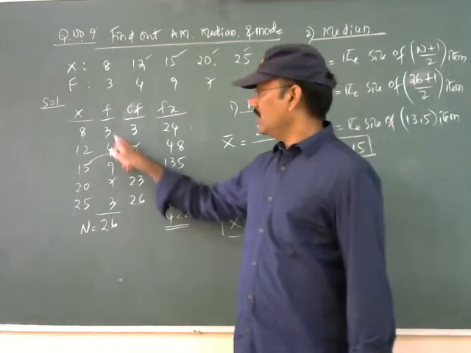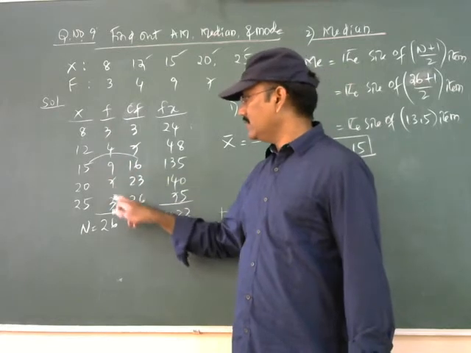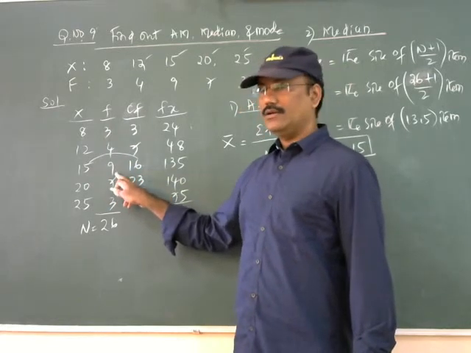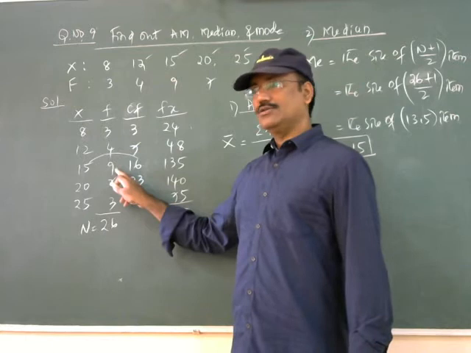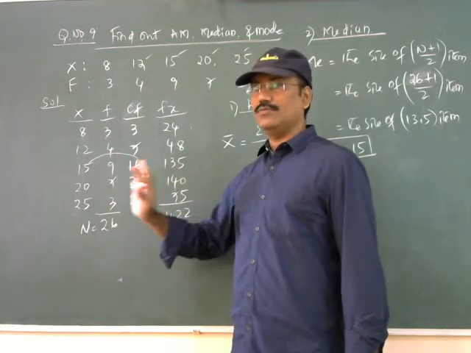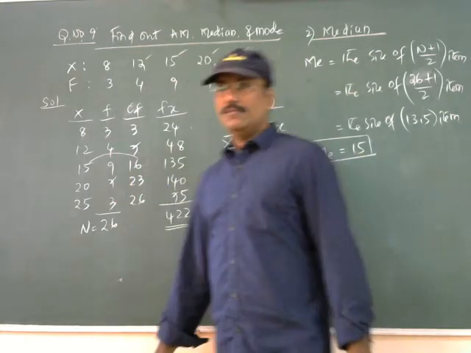In this question, the frequencies are 3, 4, 7, 9, 3. The highest is 9, and the highest number is there only one time. So there is no problem of finding the mode by using this formula.